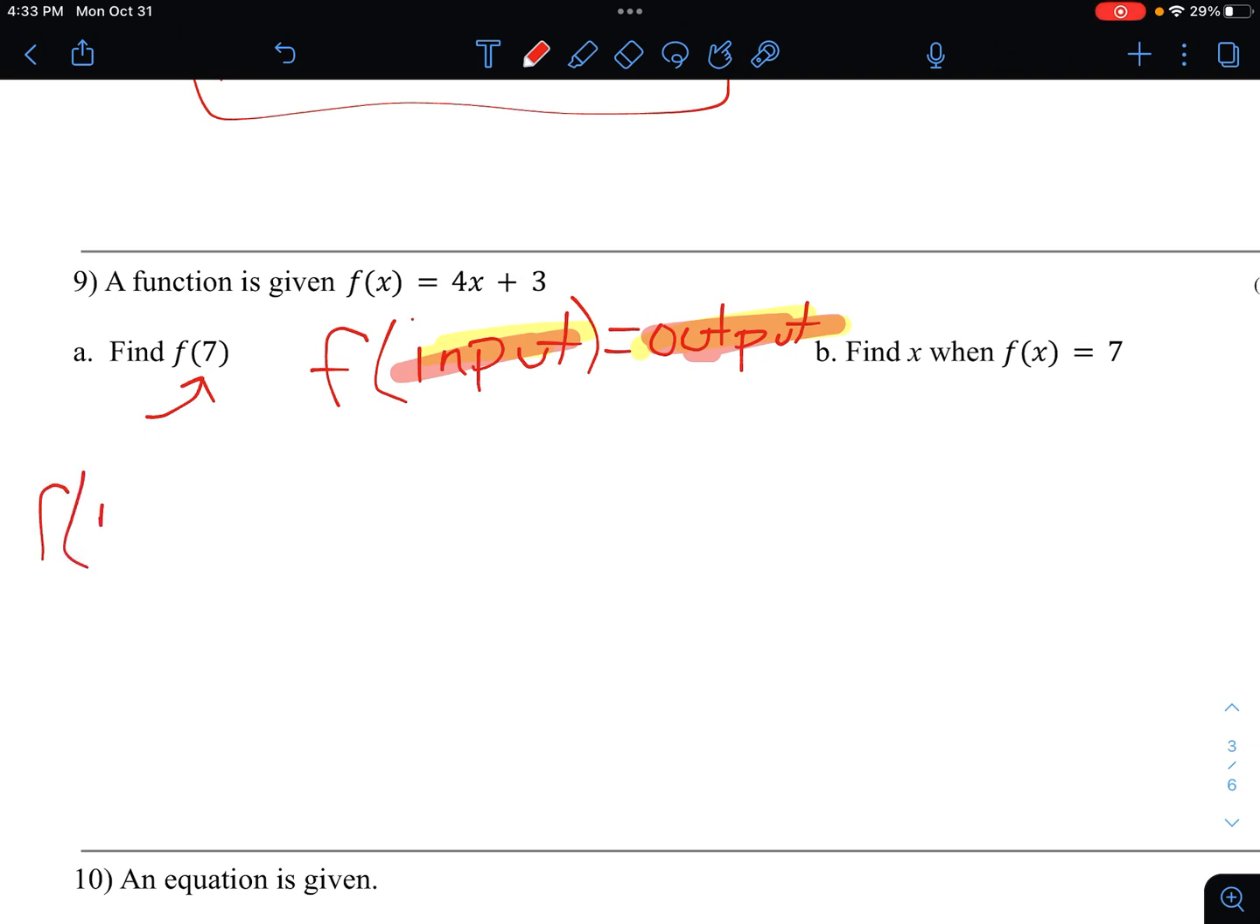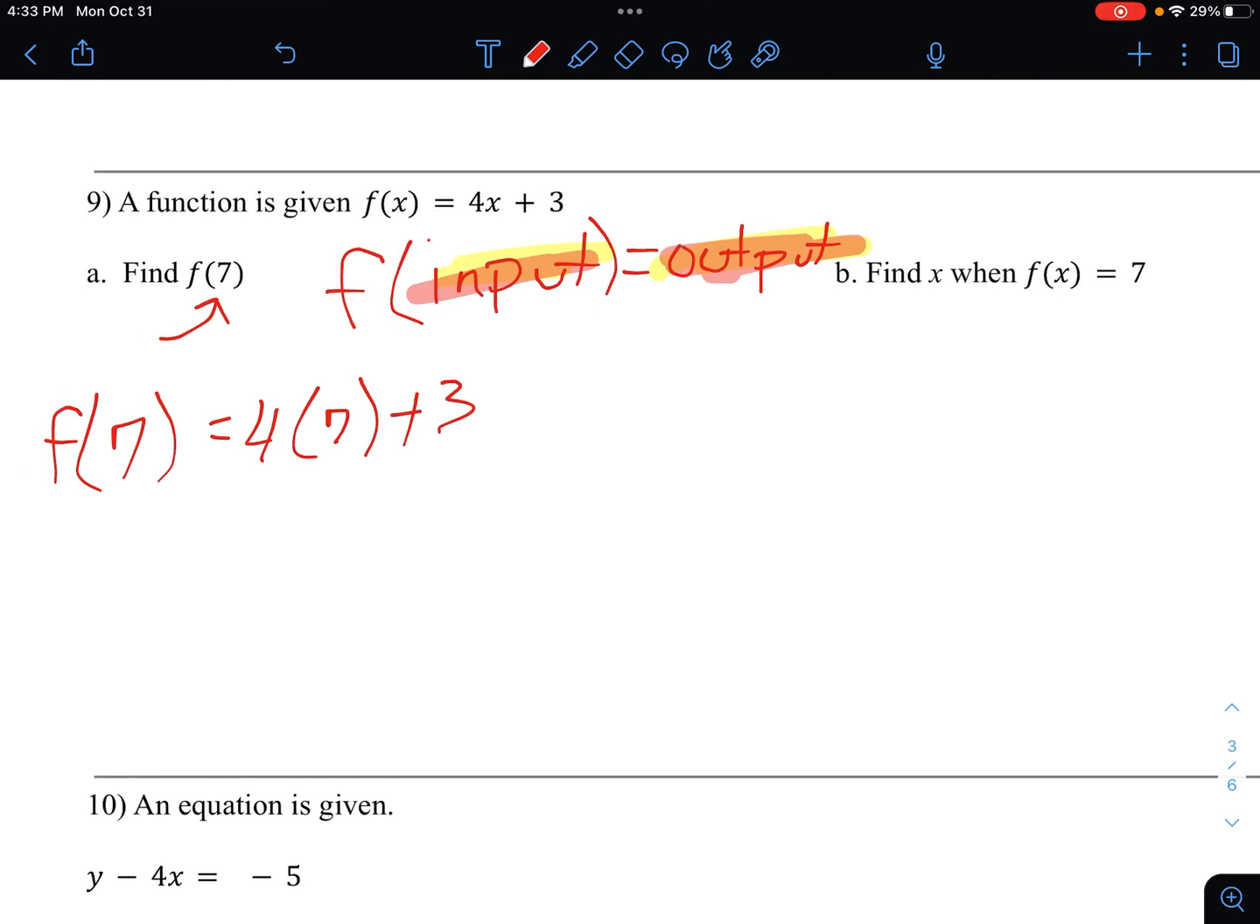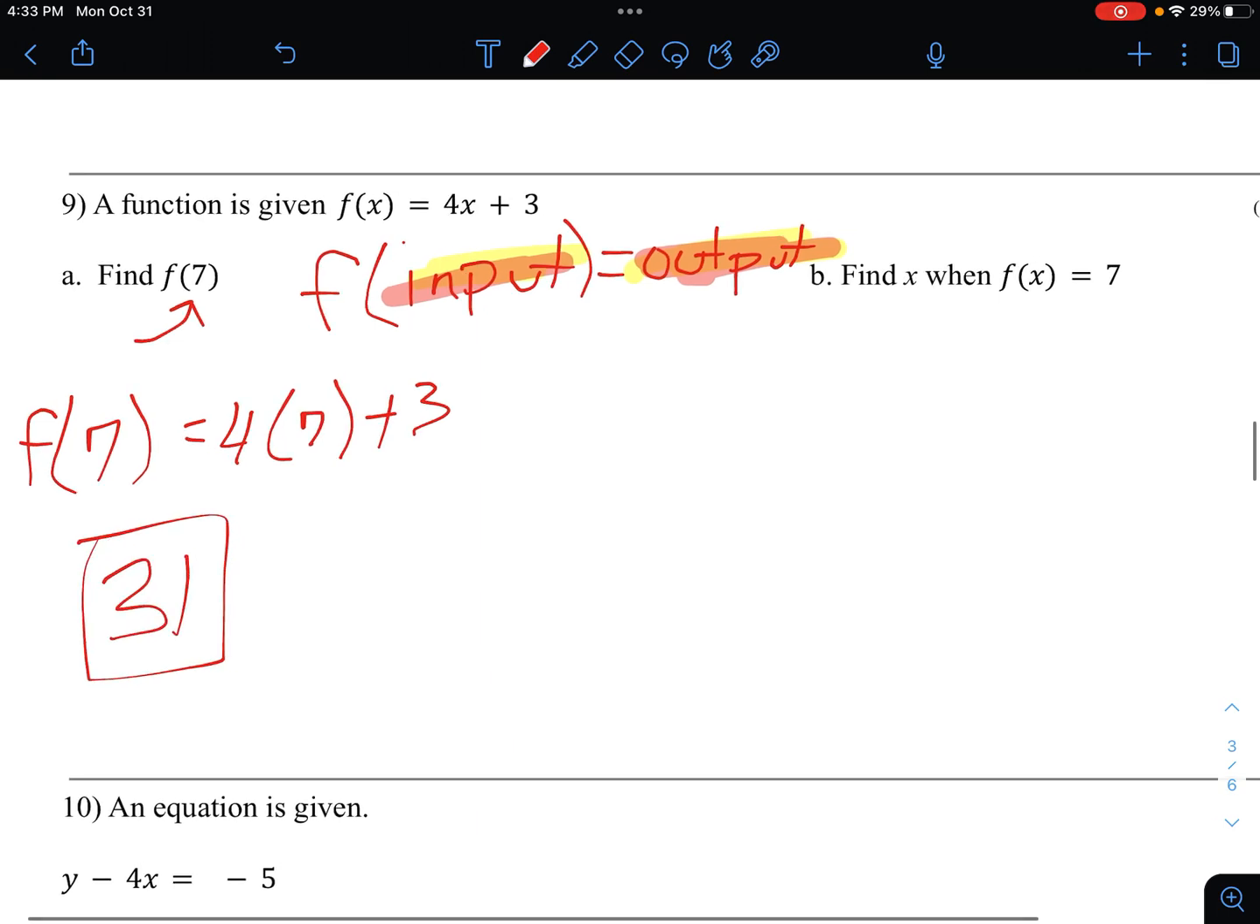Okay, so what I'm going to do here, I'm going to go f of 7 equals 4 times 7 plus 3. When I do that, I get 4 times 7 is 28. 28 plus 3 is 31. 31.